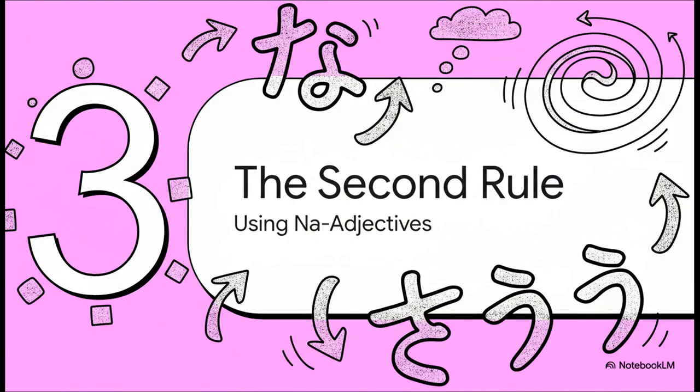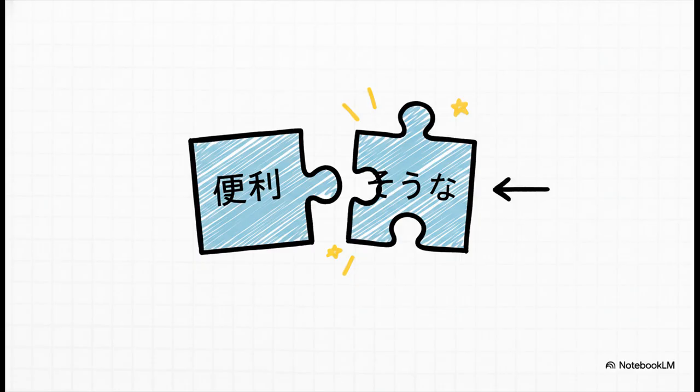Perfect. Okay, so what about that second type of adjective? These are called na-adjectives. And believe it or not, the rule for these is even easier. Yeah, really. With na-adjectives, you don't have to chop anything off or change a thing. You just take the adjective as it is, what we call the stem, and you stick sou na right onto the end. It's a super clean and simple addition.